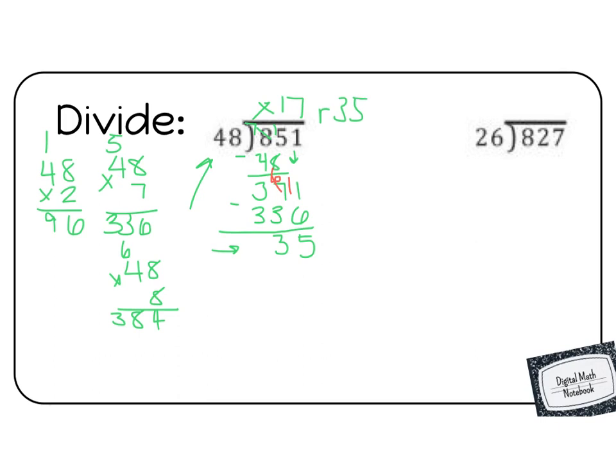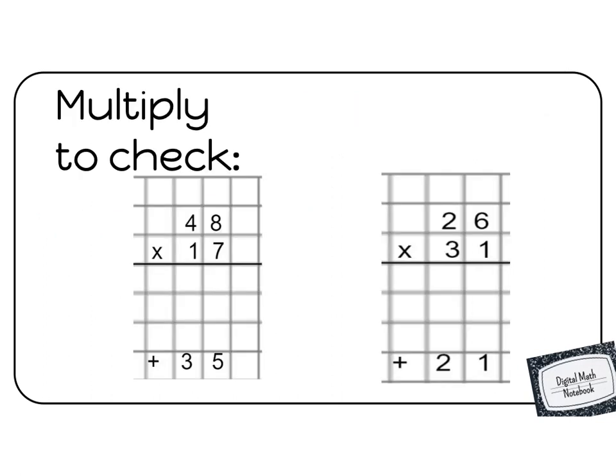Let's go ahead and check this problem before we divide the other problem. Remember that you'll need to write this in your digital math notebook. So we started with the number 851. When we divide, we can multiply to check and make sure our answer is right.